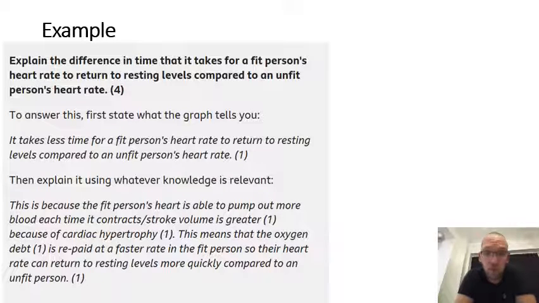This is because the fit person's heart is able to pump out more blood each time it contracts. Stroke volume is greater. 1 mark. Because of cardiac hypertrophy. 1 mark. This means that the oxygen debt, 1 mark, is repaid at a faster rate in the fit person, so their heart rate can return to resting levels more quickly compared to an unfit person.